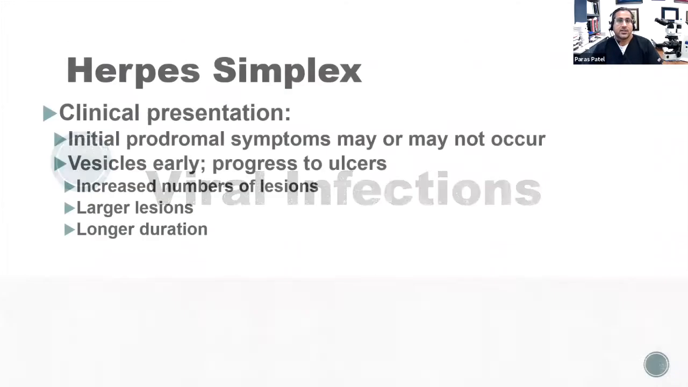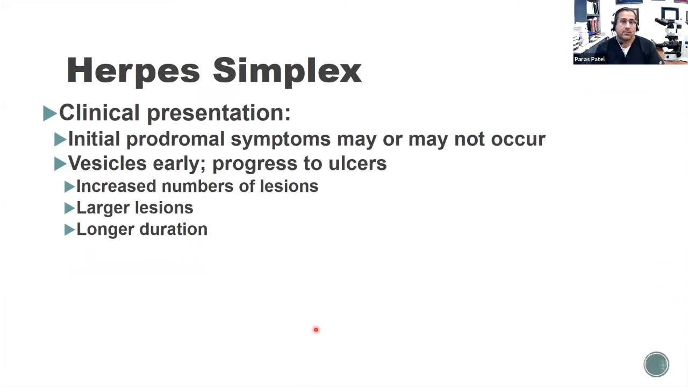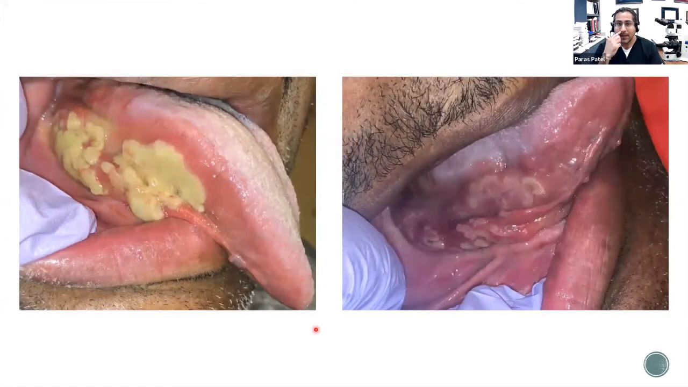So viral infections, the first one being herpes simplex virus, clinical presentation. The initial prodrome symptoms that we see with HSV infection, especially recurrent infection, may not be present in individuals who are immunosuppressed, okay? The vesicles may form early and progress to ulcers very quickly. Typically, the clinical presentation is going to be increased numbers of lesions, larger lesions, and longer duration lesions, okay?